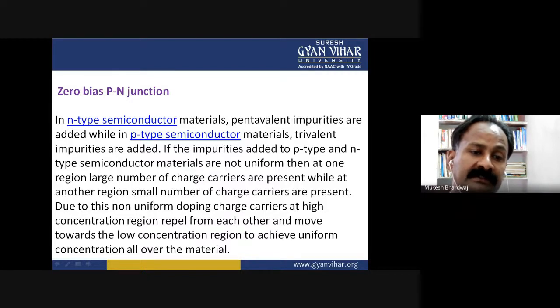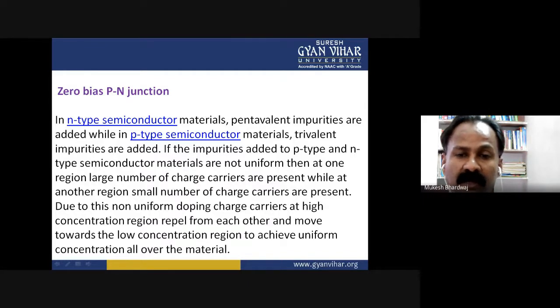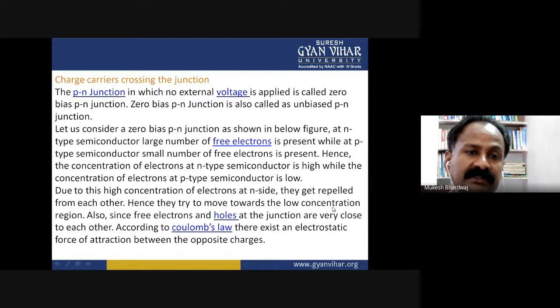at the high concentration region repel each other and move towards the low concentration region to achieve uniform concentration all over the material. So this is just because of the difference in concentration level or density level. The charge carriers move from the higher to the lower side and achieve uniform concentration all over the material. Charge carriers crossing the junction.